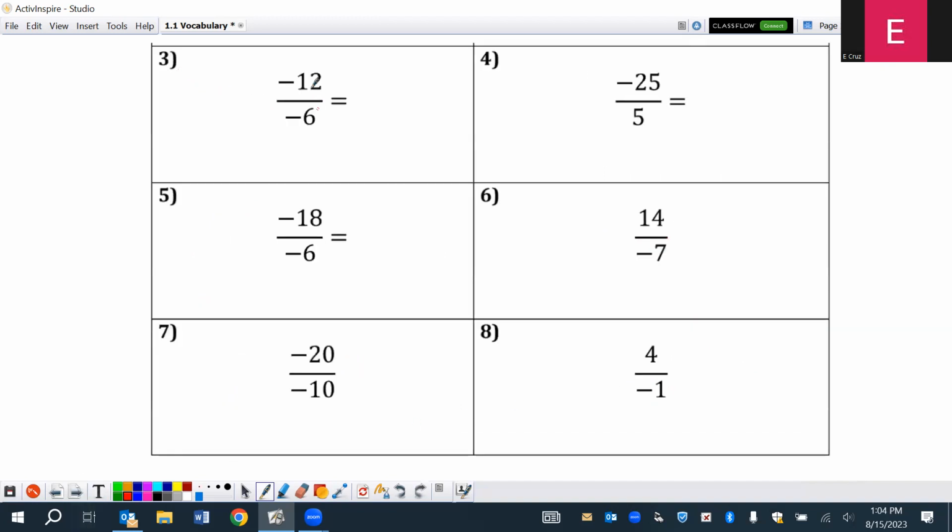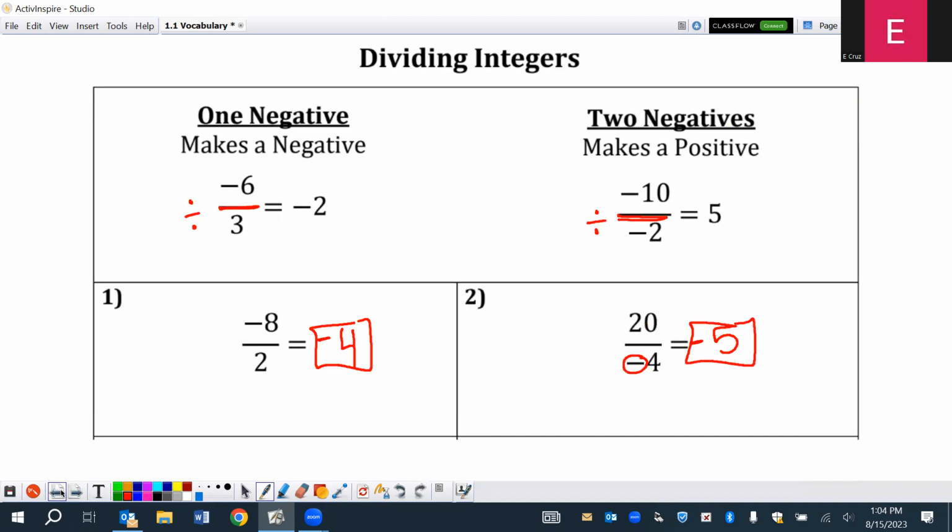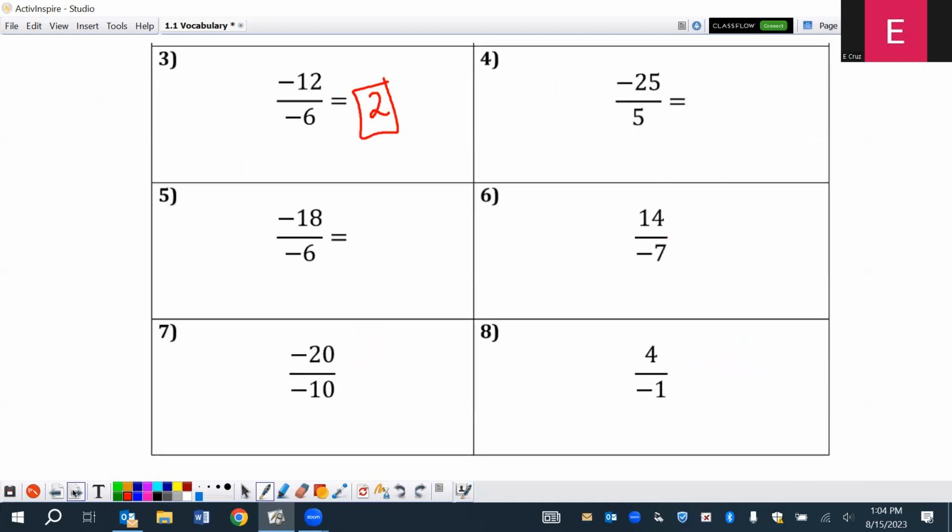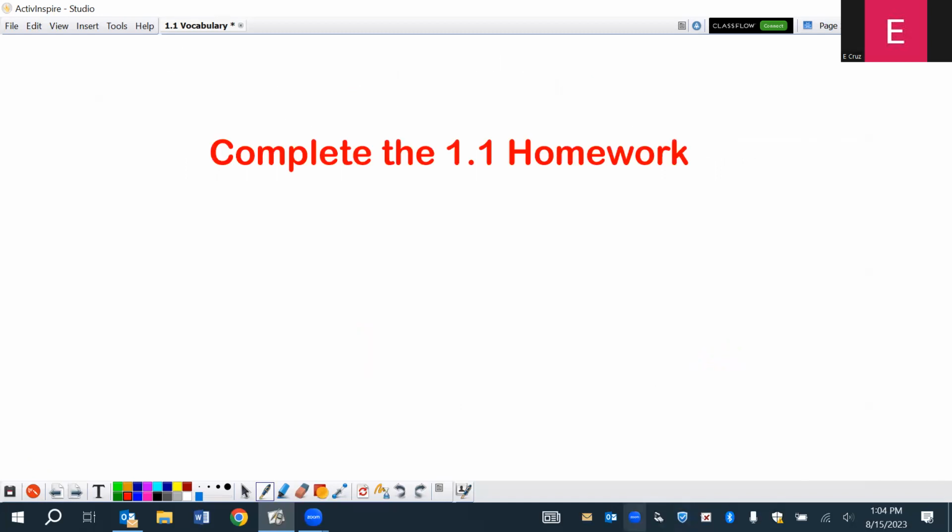Now, number 3, I have 2 negatives. So 2 negatives makes a positive. So I'm going to have a positive answer. -12 divided by -6, +2. So here it's just about remembering the rules. 1 negative makes a negative. 2 negatives makes a positive. Once you finish the practice in the packet, you will complete the homework 1.1.